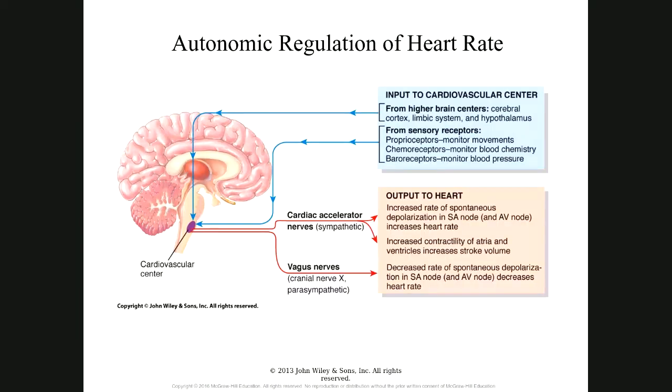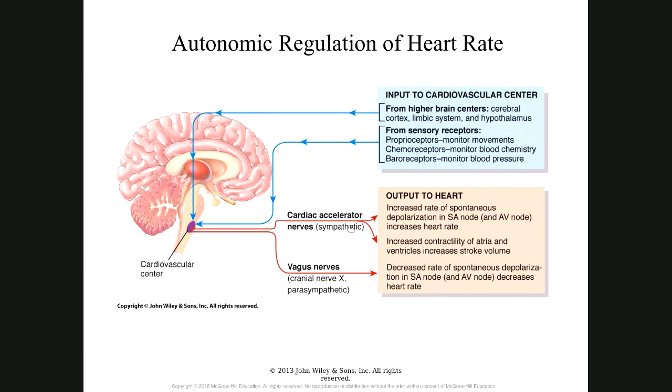Here you can see the information, the input of our medulla. We have input from higher brain centers like the cortex, the limbic system which works with our emotion, and also our hypothalamus. And we are receiving information from proprioceptors, baroreceptors, and chemoreceptors. All of them can go to the medulla. Sometimes our cardioacceleratory center becomes activated, and sometimes our cardioinhibitory center.